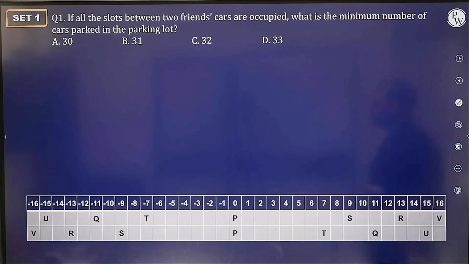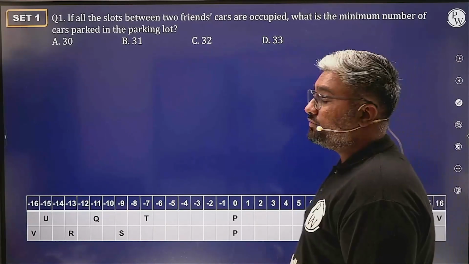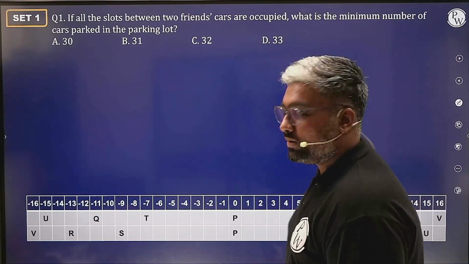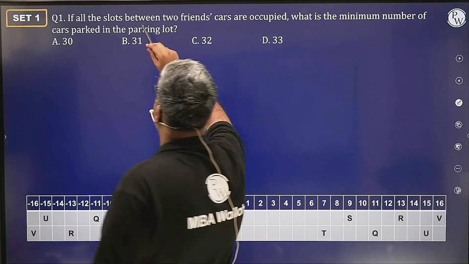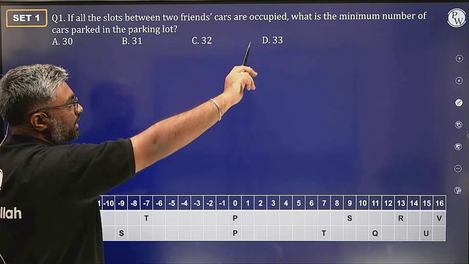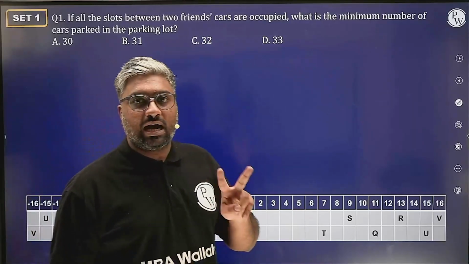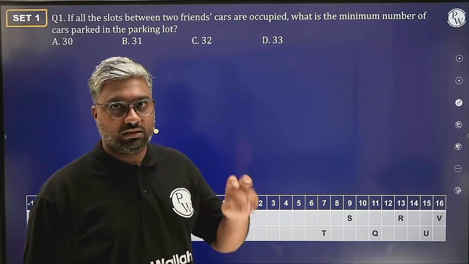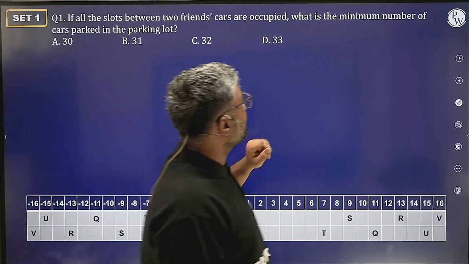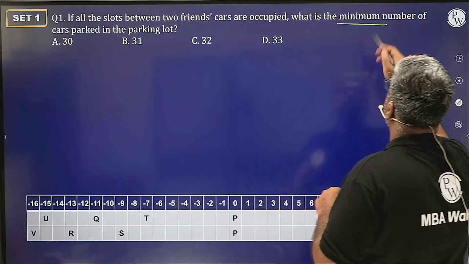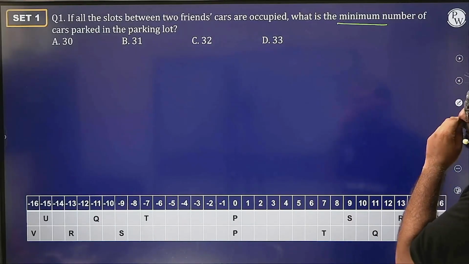Now answering the question should be a piece of cake, but you have to be very careful about the traps that they lay. Okay, so I'm going to use this here. Look at the question. If all the slots between two friends' cars are occupied, between two friends के cars के बीच में, 2 friend के जो cars हैं, तो the 7 cars, उनके बीच के सारे slots filled हैं. ठीक है. What is the minimum number of cars parked in the parking lot?